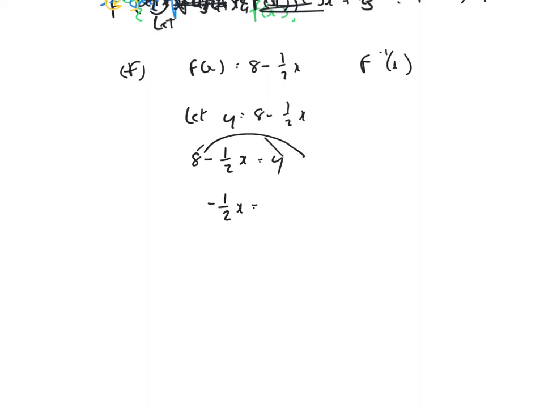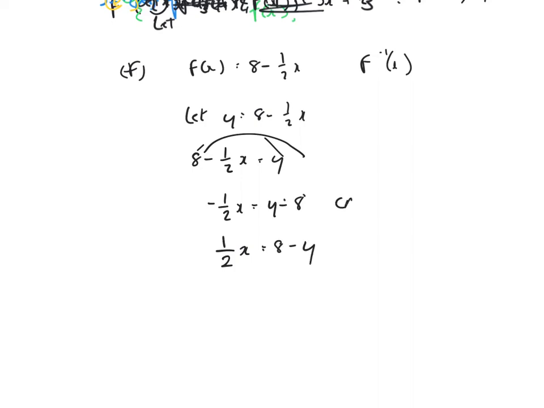f of x equals 8 minus a half x. We're going to find the inverse function. Let y equals 8 minus half x. Okay, I need to change the subject of the formula to x. So 8 minus half x equals y. Minus a half x equals, I'll bring that 8 across, it becomes minus 8, y minus 8. And then let's change that negative to a positive. So I'm going to change all signs here and make that a half x equals, well, I'm going to change that minus 8 to an 8 and that y to a minus y.